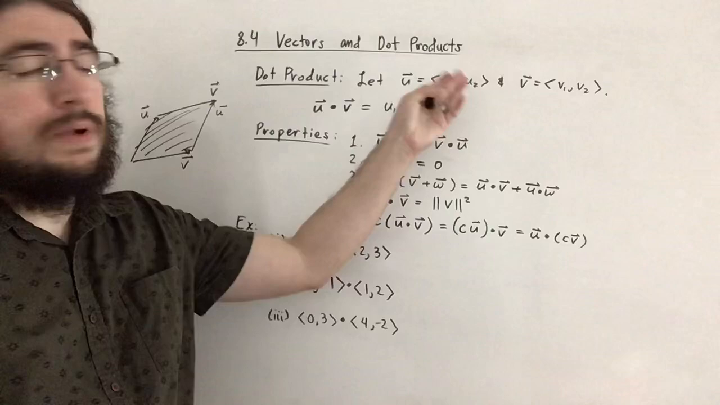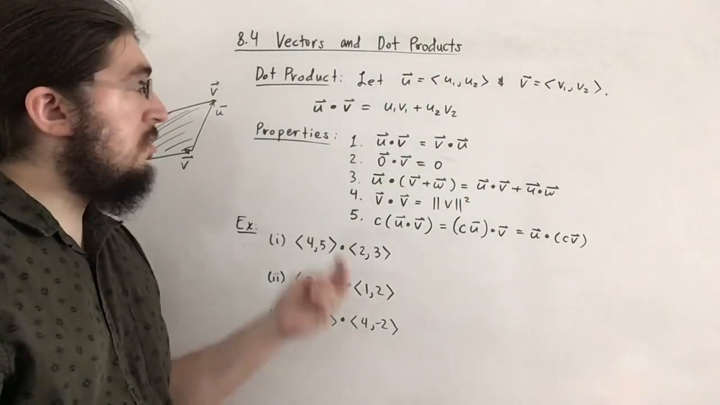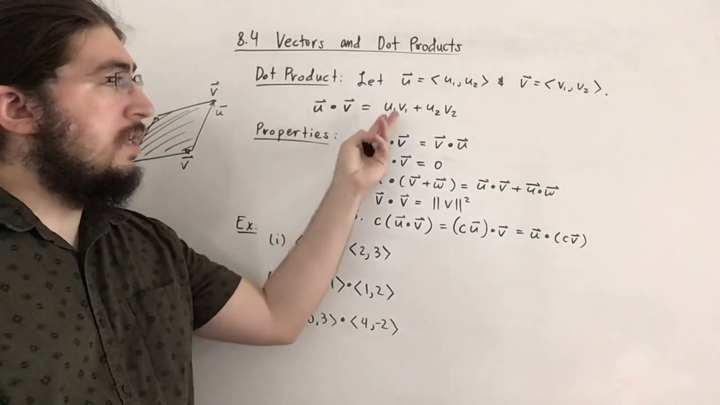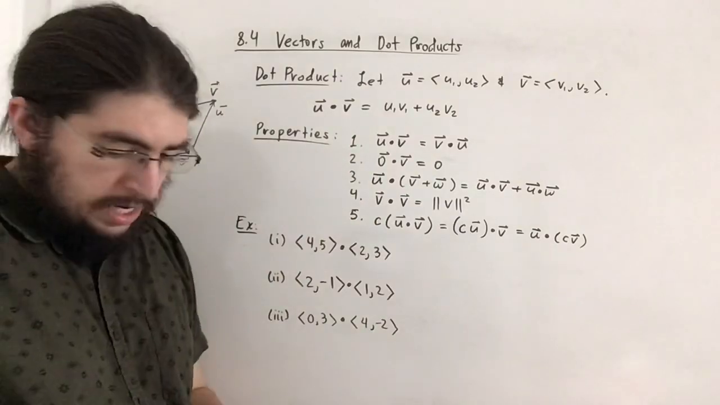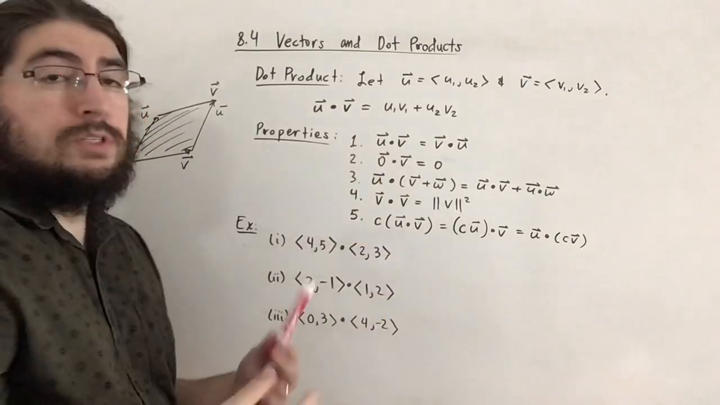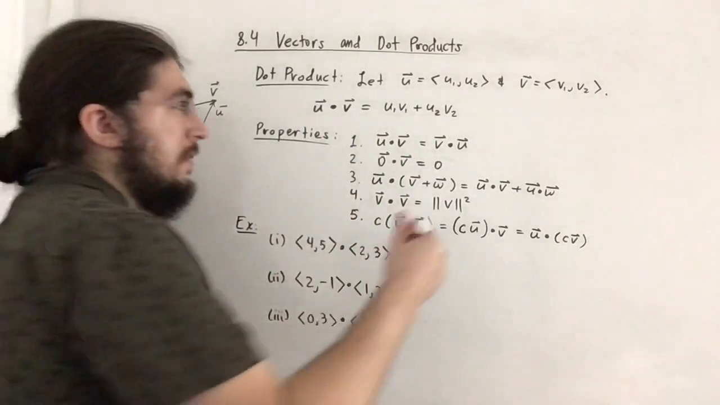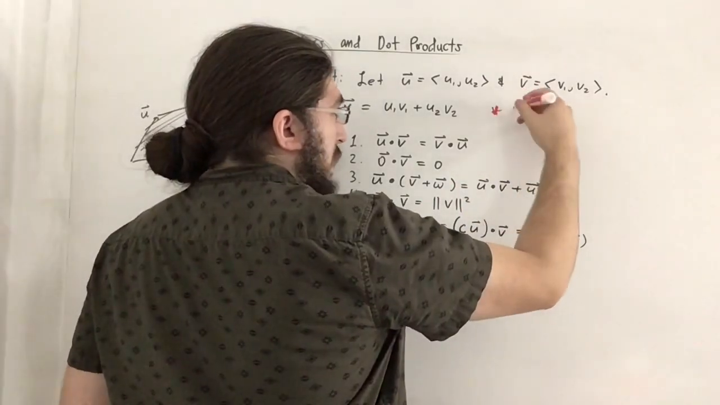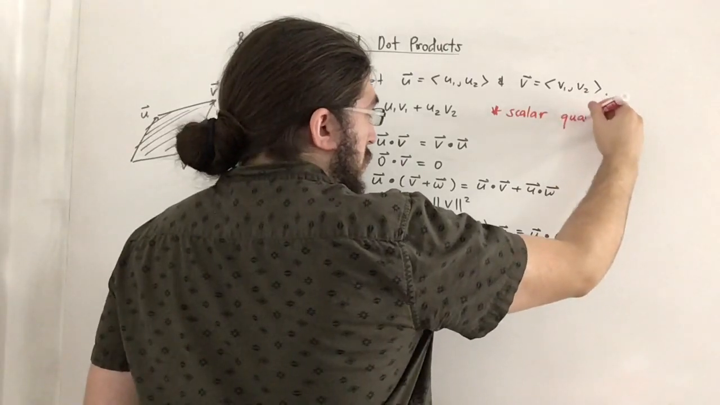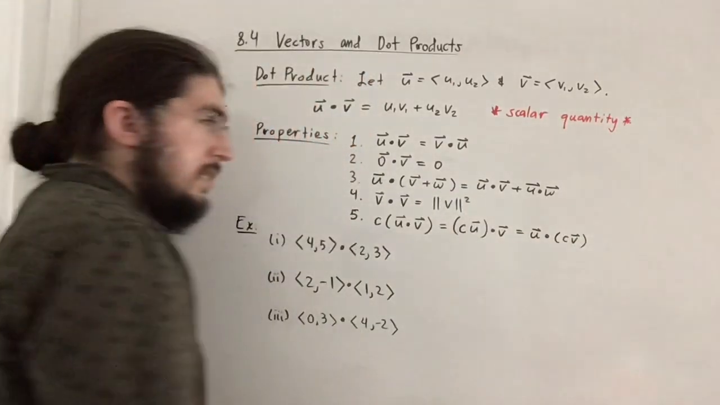So if we let u be the vector in component form u1, u2, and similarly v is v1, v2, then the dot product of u and v we define to be u1 v1 plus u2 v2. Now something to notice here is that this is a result involving numbers only. In fact, there are no components here. In other words, this is just a scalar. So the result is a scalar quantity. It's not a vector itself. So that's pretty important to note, I think.